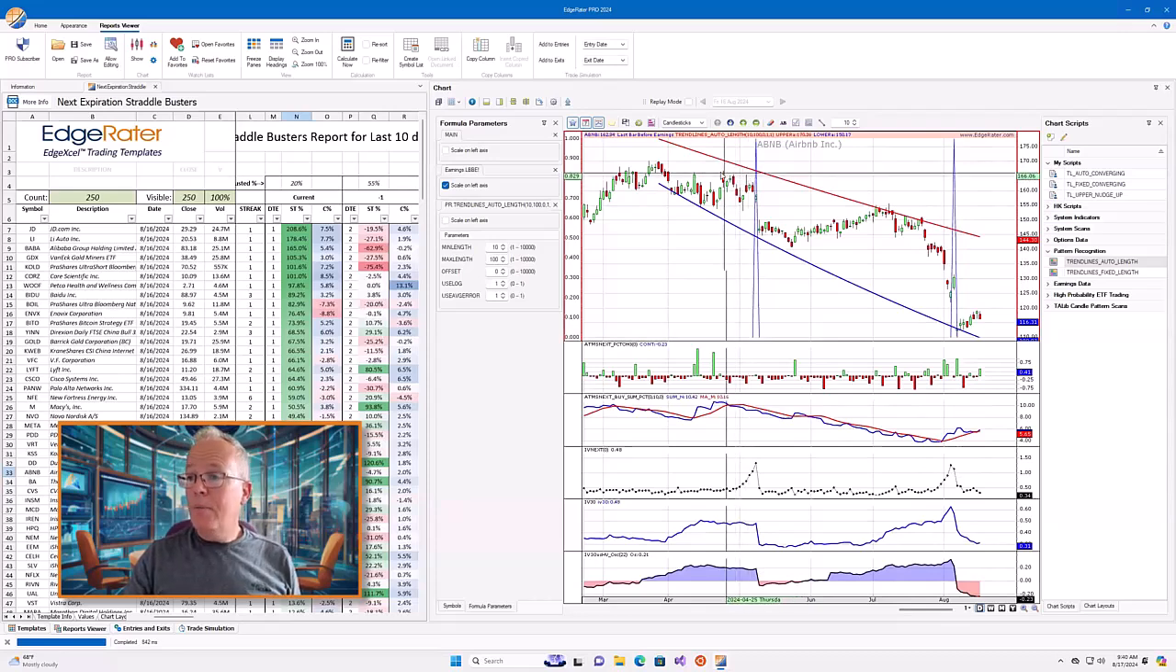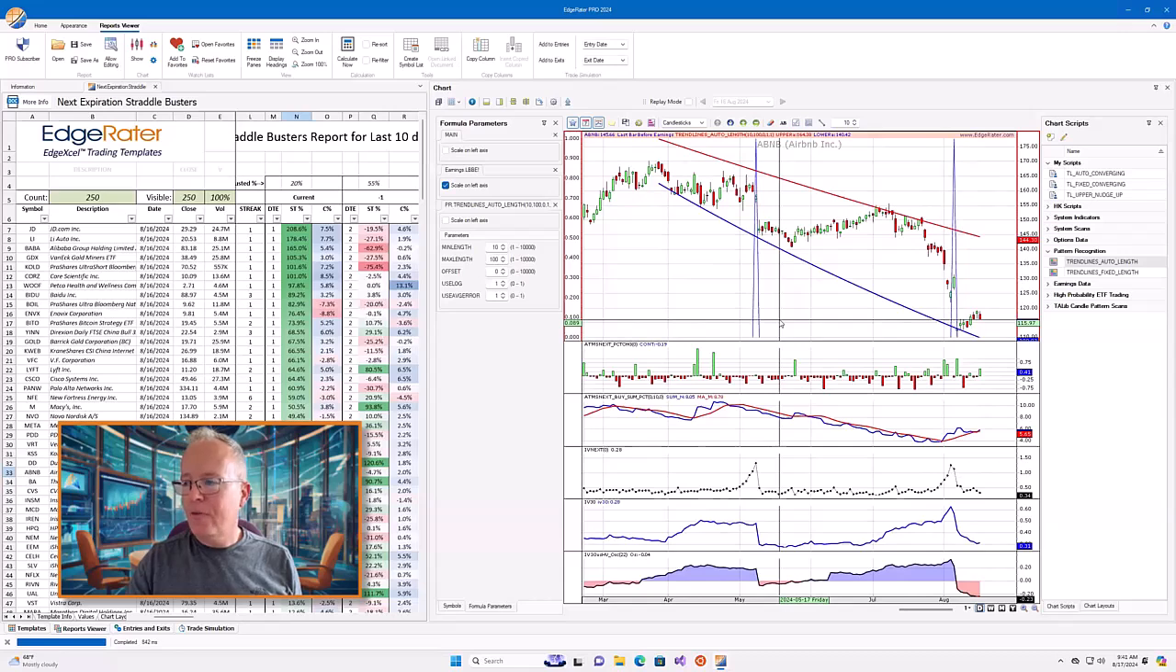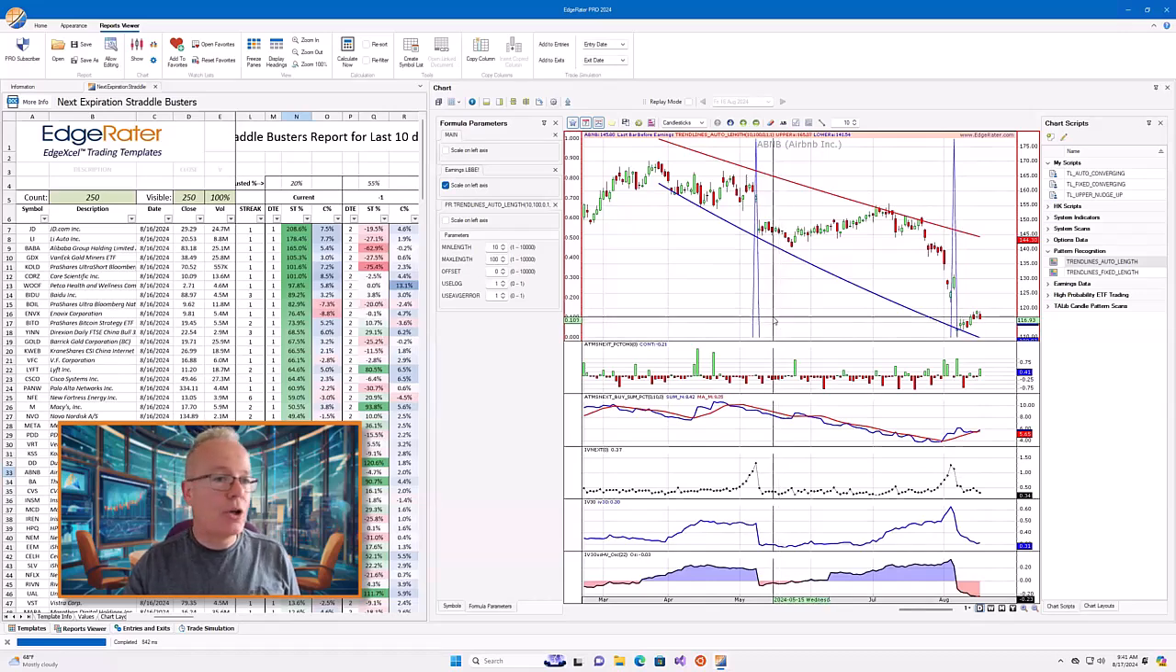So that's trend lines. Any questions on trend lines? I can answer questions now, and then what I want to do is go through a couple of scans, show you how you can put a scan together to scan specifically for converging trend lines.